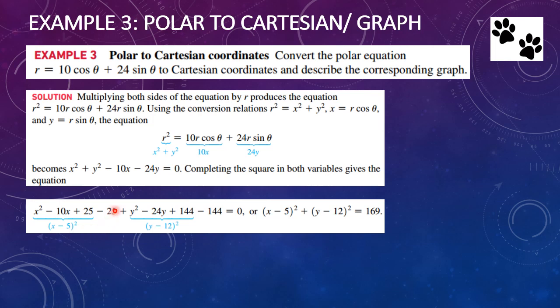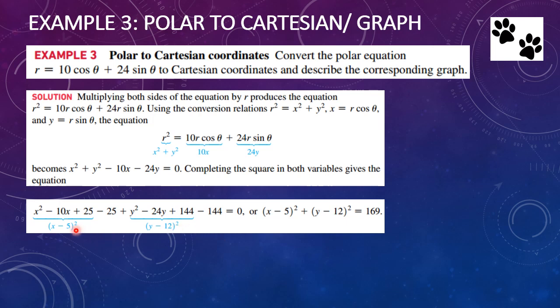And remember, when we add 25 in there, we have to subtract 25. That's how we're completing the square, so we're not changing the value. Here we get y squared minus 24y plus 144. 12 squared is 144. And so again, when we add 144, we have to subtract it. This is the completing the square process from algebra, which may take you back a little bit.